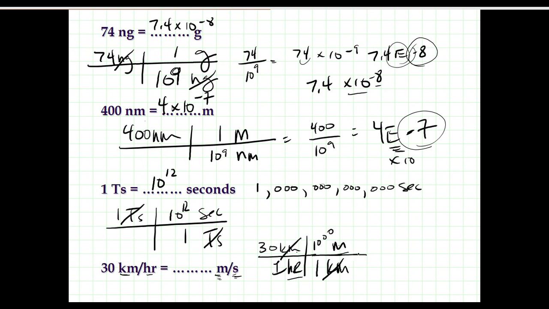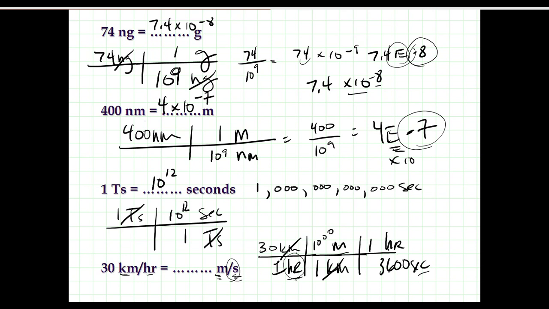So I need to get rid of my hours. This is where things get weird. I have hours on the bottom. I want hours to cancel out. If I have hours on the bottom and I want hours to go away, I have to put hours on the top. Hours on the top and hours on the bottom cancel out. I want to turn my hours into seconds. Well, there are 60 minutes in an hour and 60 seconds in a minute. 60 times 60 is 3,600 seconds in 1 hour.